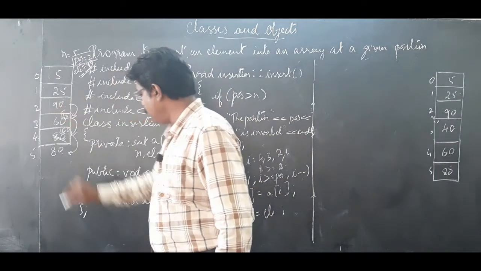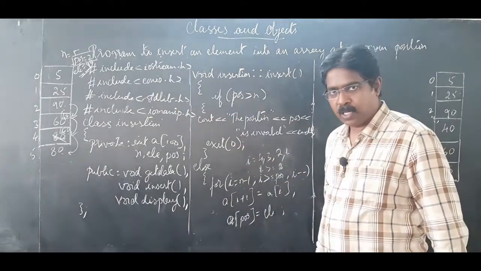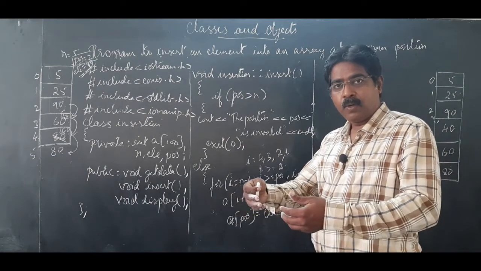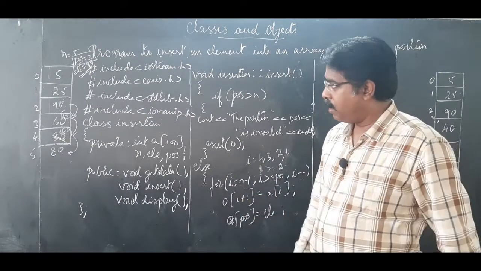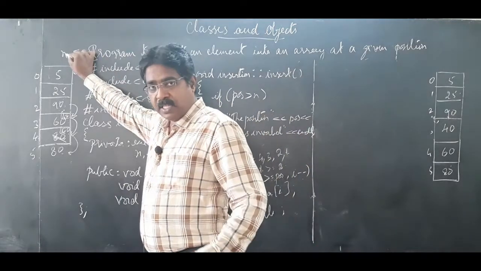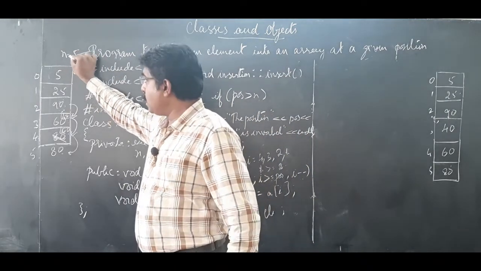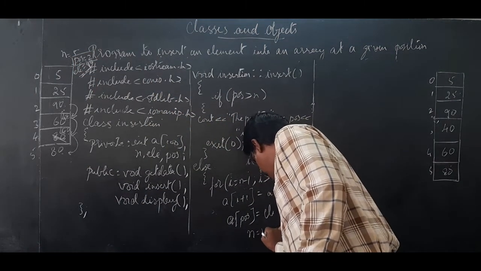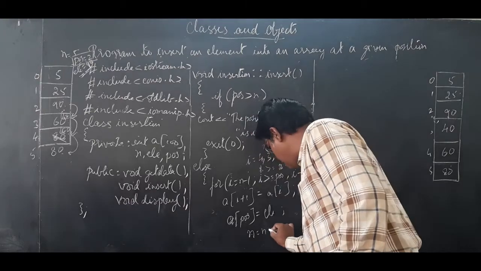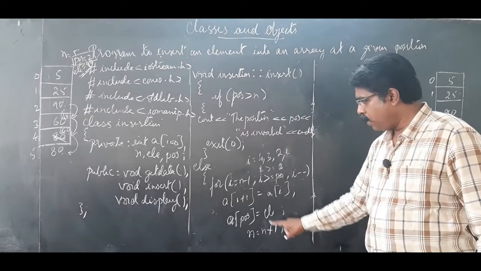When 90 comes over here, if you check the total number of elements now, 1 added. Since we inserted an element, 1 element has been added. It was n previously. Now it is plus 1. That is n equals n plus 1. That's the reason we take the total number of elements as what? N equals n plus 1.